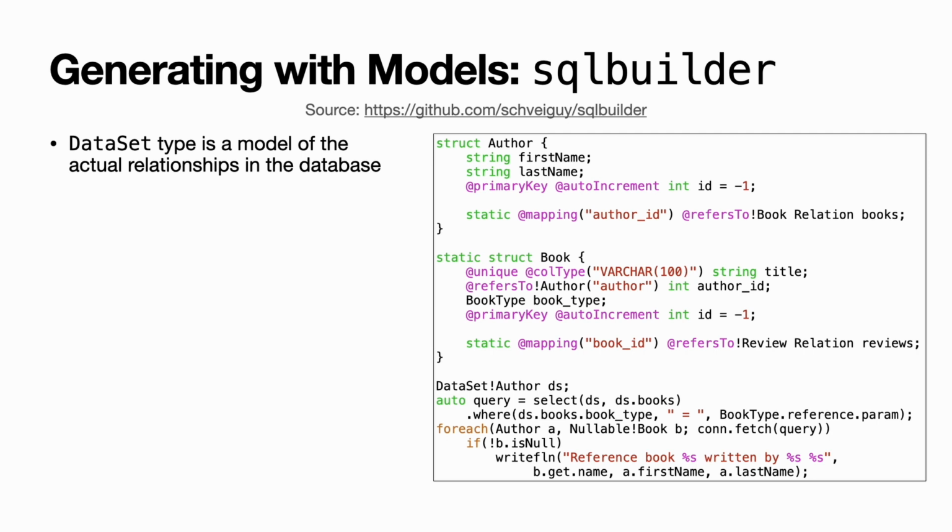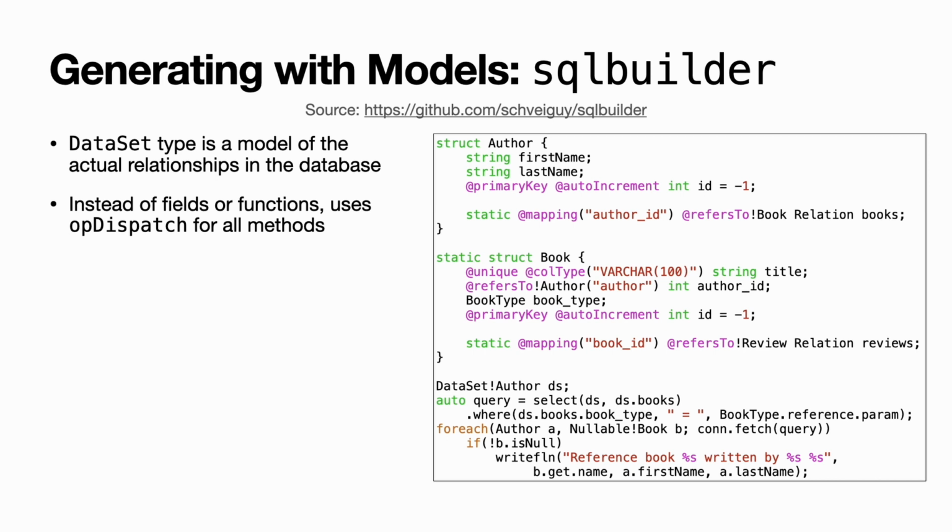So you can see at the bottom here, we have a data set based on author, and we have select DS, which is the data set, and all the books from that data set, where the book type is reference. So that param thing is kind of a clunky part of it, but that's really to prevent SQL injection, because anytime you see a param, it's going to use a prepared statement and substitute the variable in for that.